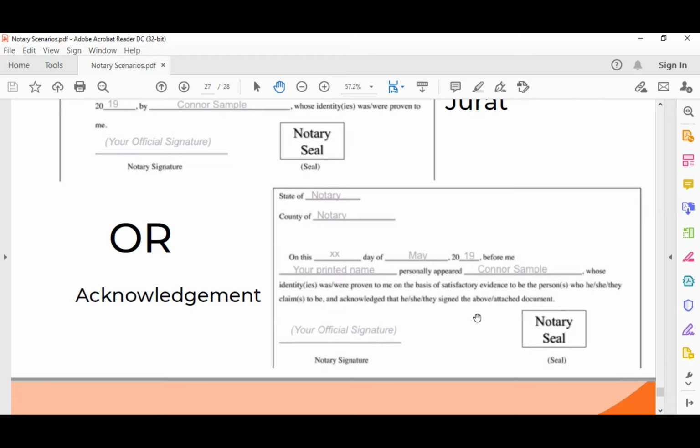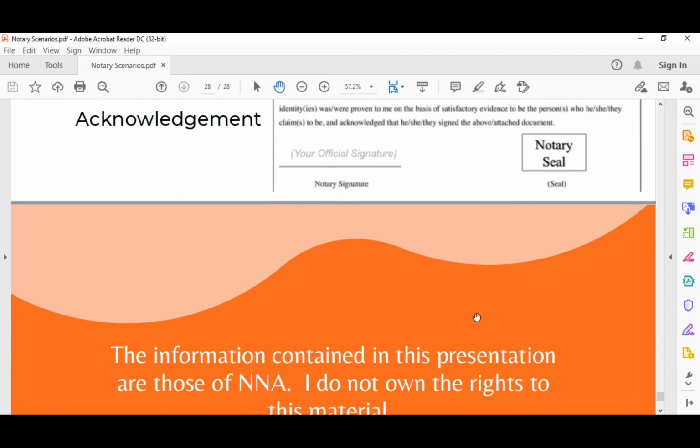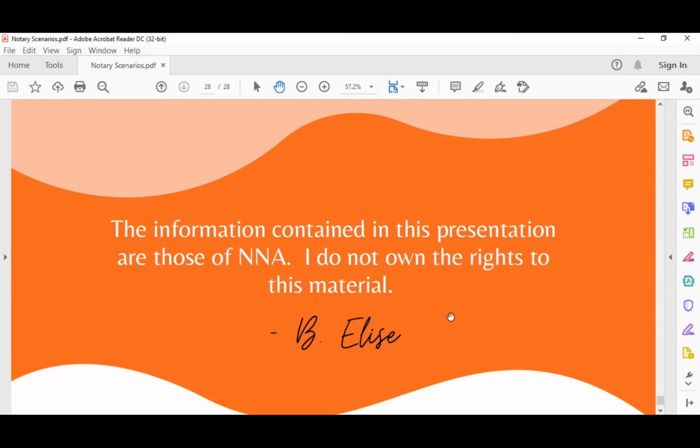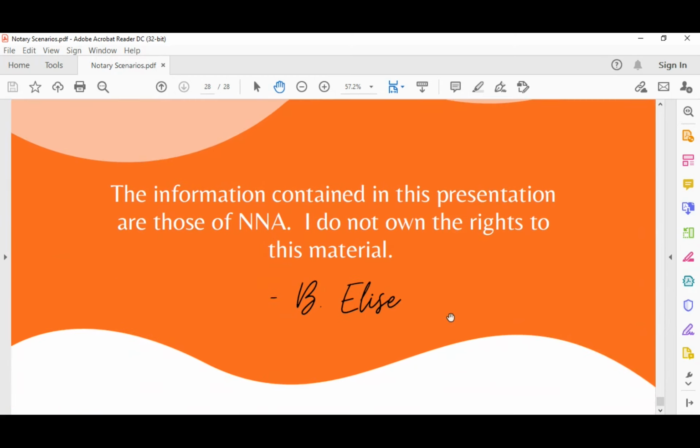All right, and that is it, guys. We are at the end. I truly hope that this was helpful for you. Remember, the information contained in this presentation was not of my own. It was that of the National Notary Association. I do not own the rights to this material at all. I am only sharing this information with you to help you in performing notarizations on your own.